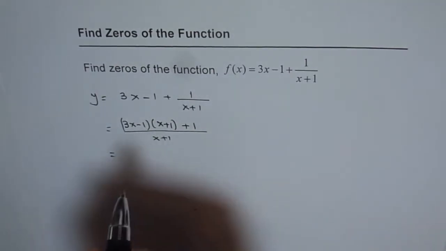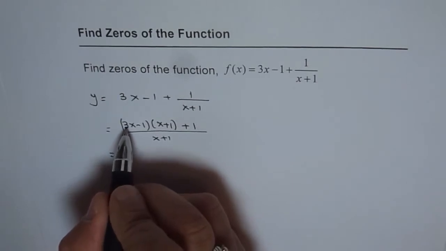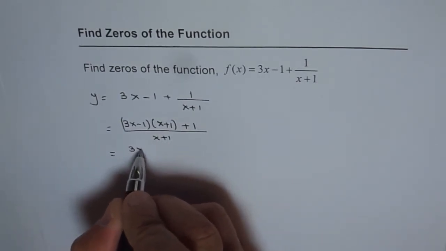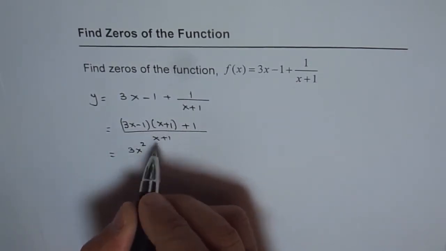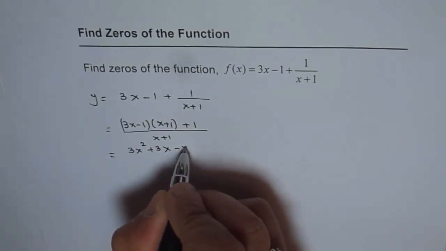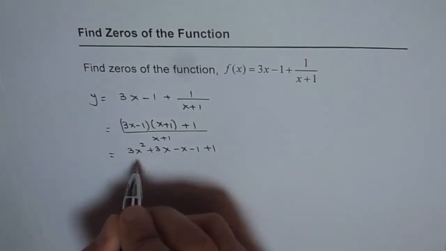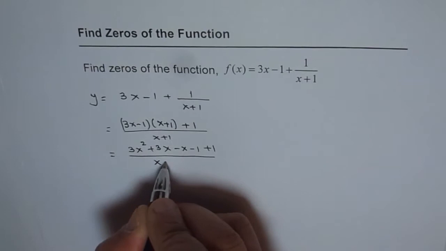And now we can simplify it after expanding. So we'll apply the distributive property. And so we get 3x times x is 3x squared. 3x times 1 is plus 3x. And minus 1 times both the terms will be the terms with negative sign. And we already have plus 1 here, divided by x plus 1.